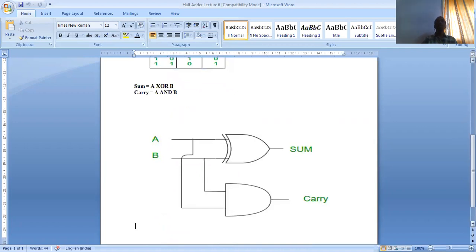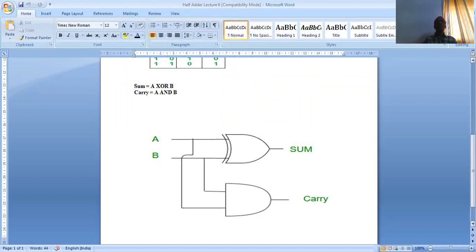What is the output of OR gate? OR gate is used for logic addition. That means 0 plus 0, 0. 0 plus 1, 1. 1 plus 0, 1. 1 plus 1, 1. Understand? See the next.